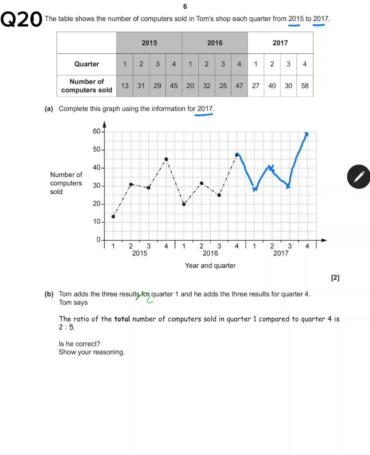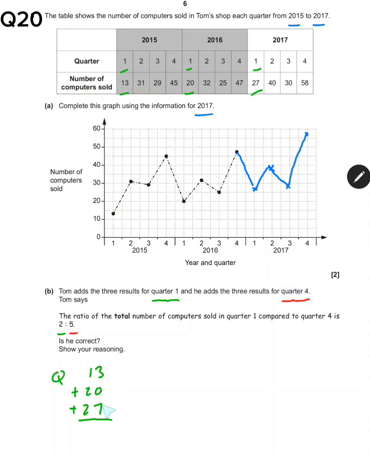Part B says Tom adds the 3 results for Q1 and he adds the 3 results for Q4, and it says the ratio Q1 to Q4 is 2 to 5. Is he correct? So I'm going to look at Q1 first and see what's happening there. Q1, we've got 13, 20 and 27. So let's add those together. And we get 7 add 3 is 10. 2, 3, 4, 5, that would be 60.